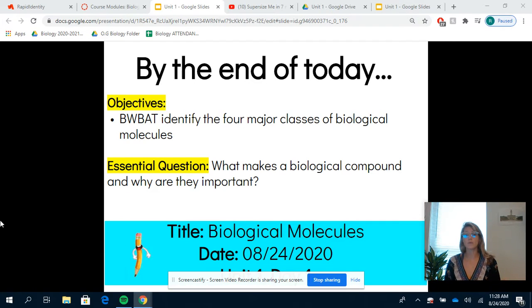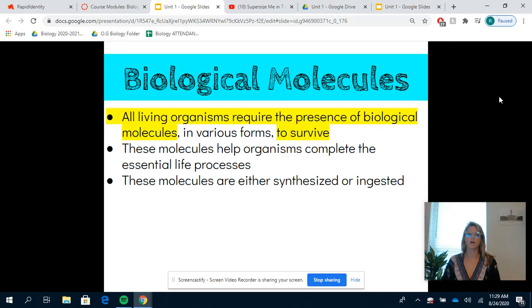So last week we spoke about how all living organisms, so anything that is biotic, has to go through the 8 life processes with the acronym STRNGR. Now, in order for these processes to occur, we need the presence of biological molecules. There are four that we are going to be talking about today. So today's essential question is: what makes a biological compound and why are they important? So let's get started.